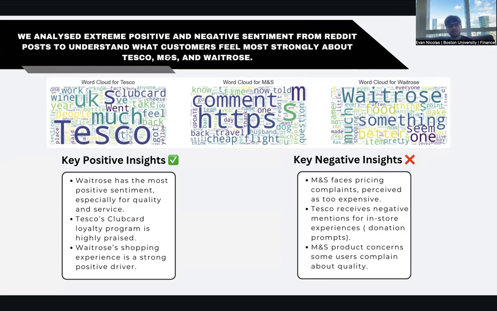When we look at the word clouds, we can see Club Card in Tesco is quite prominent, whereas in M&S, we can see cheap flights and back. For Waitrose, we see quality and food, something which is often associated with Waitrose. Looking at the positive and the negative insights, we see that Tesco usually is associated with negative insights because of the donation prompts that show up. The donation prompt is basically if you purchase something and they round it up to the nearest pound in order to pay for the donation.